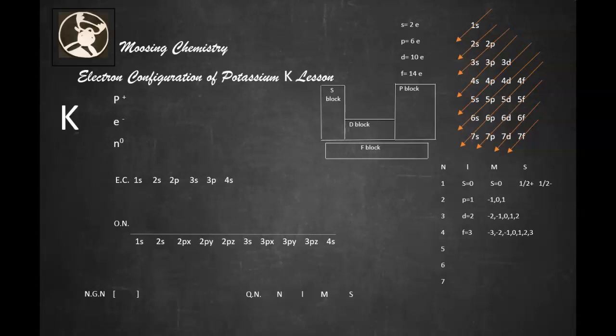This is electron configuration of potassium. Potassium is the 19th element on the periodic table, so we're going to write a 19 right here. Okay, and its atomic mass is 39. That means potassium has 19 protons, and since it's electrically neutral, it would have to have 19 electrons.